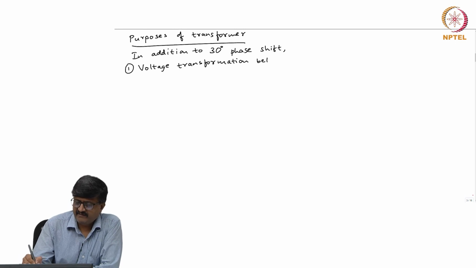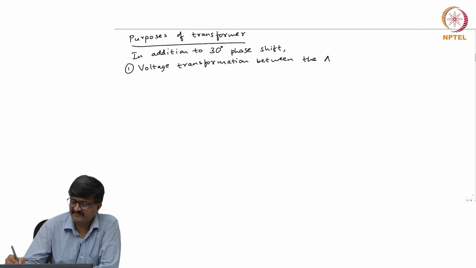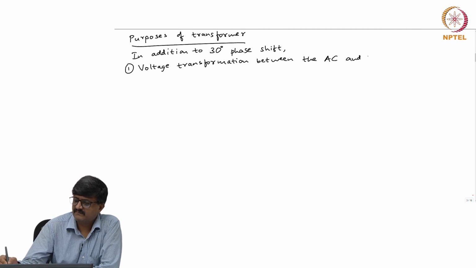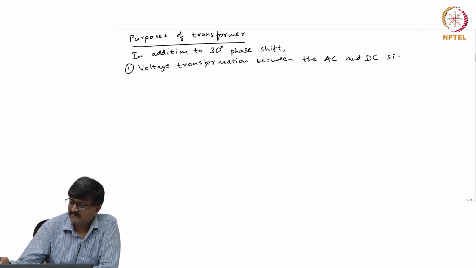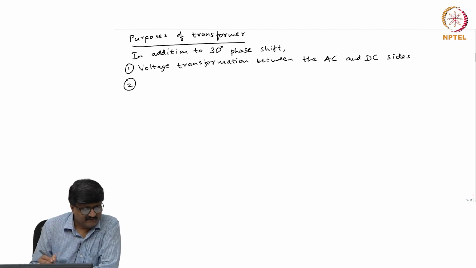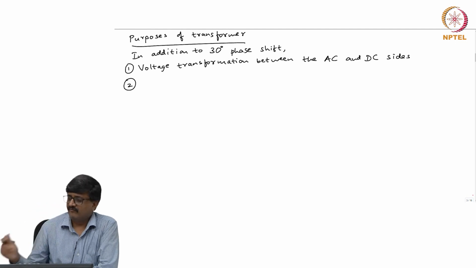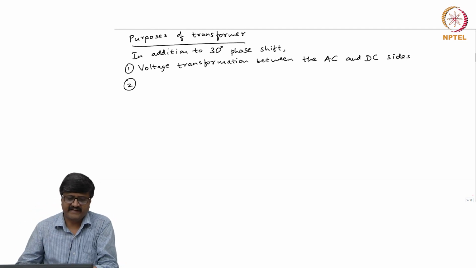Between the AC and DC sides. So, by choosing the number of turns of the windings, one can get the required voltage transformation between the AC and DC sides. Then there is also a possibility of control of voltage by using taps.